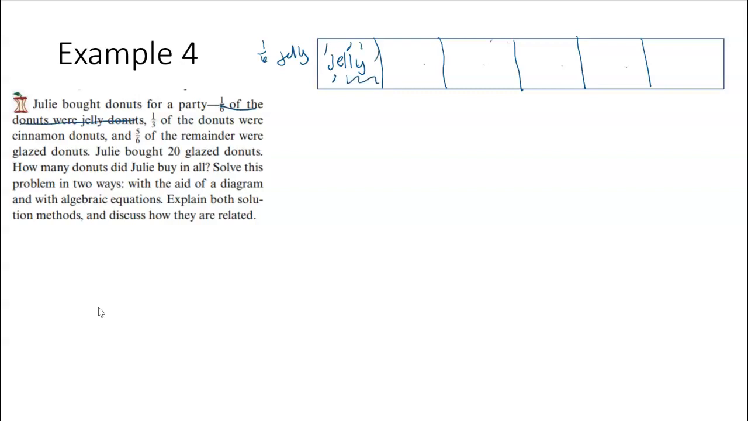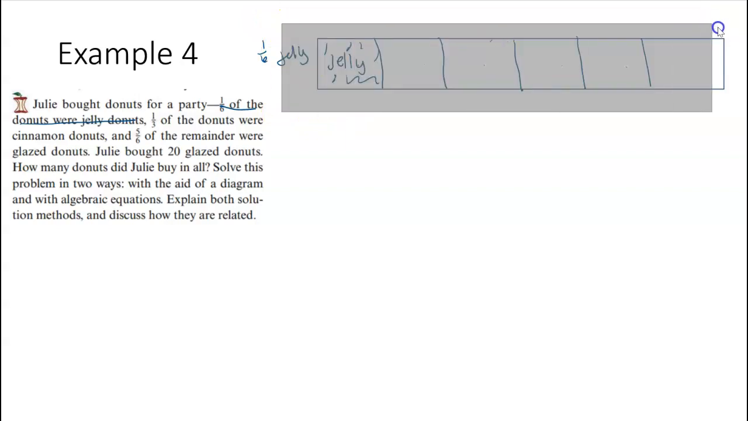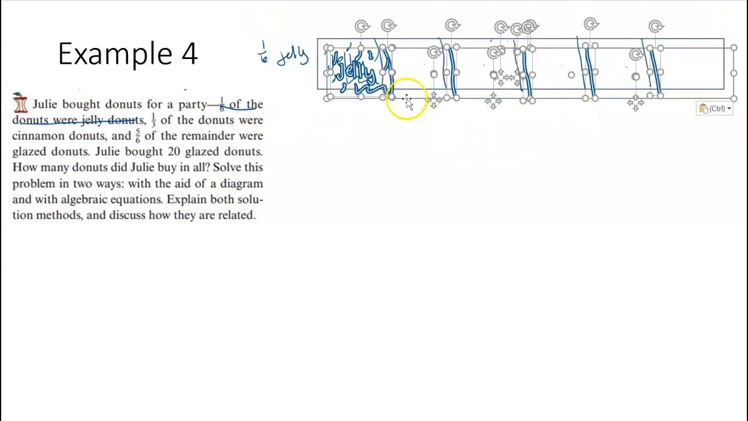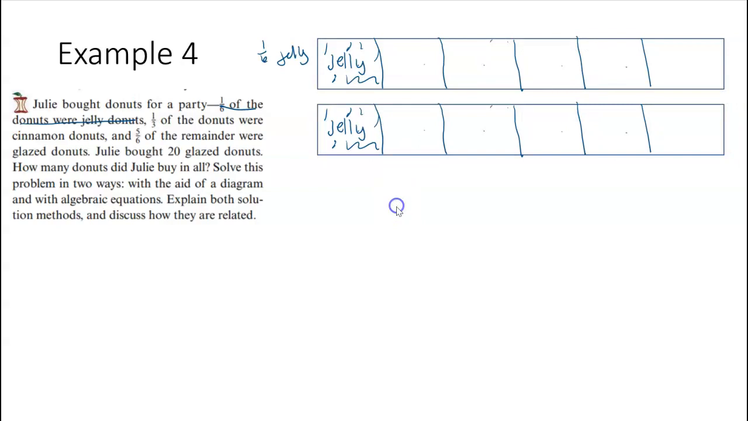And then 1/3 were cinnamon. So we're looking at jelly here. I'm sorry, 1/6 here. So I'm just going to copy all this, bring this down. And now if we look at this as thirds, right, that would be 1/3. That would be 1/3. And that would be 1/3. So let's put her cinnamon over here. So her cinnamon is 1/3.